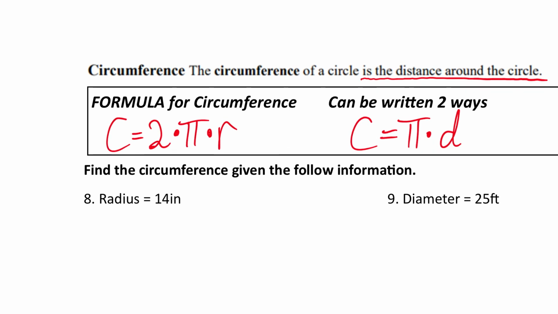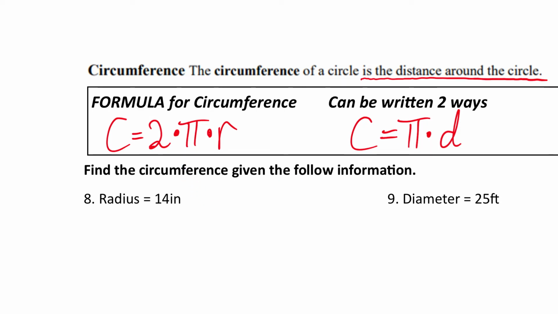So circumference can be written in two ways. Why is this really the exact same thing as this? Because 2 times r equals diameter. Okay, good. Because 2 r's, 2 radiuses, is equal to 1 diameter, right? Because the radius only goes halfway. So if you have 2 radiuses, that's equal to 1 diameter. So that's why these two are the exact same thing.